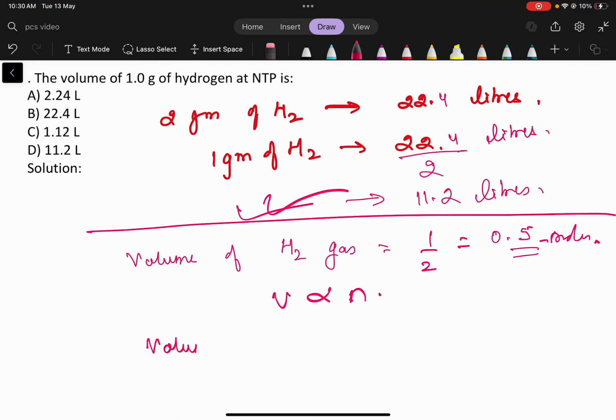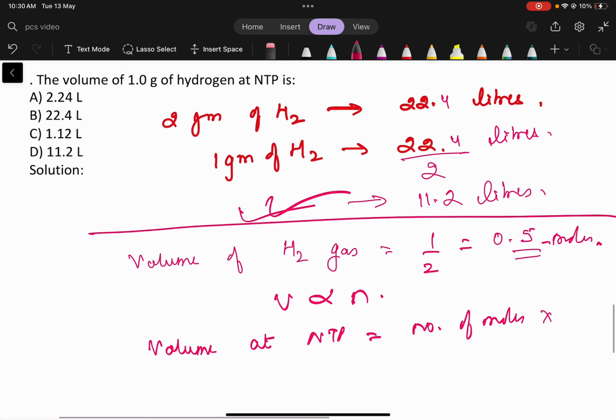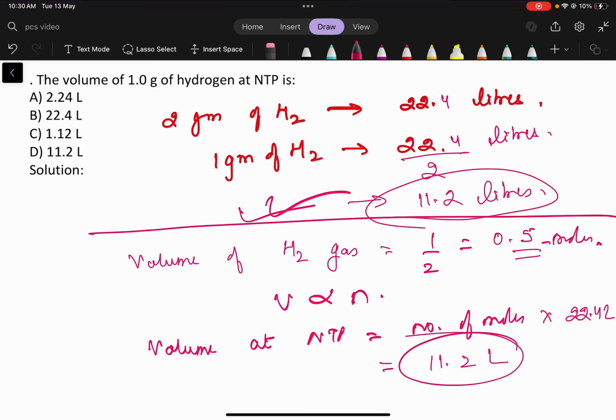Volume at NTP is equal to number of moles into 22.4 liters. It comes as 11.2 liters. So this is the answer. Answer is 11.2 liters. I hope you understood the question.